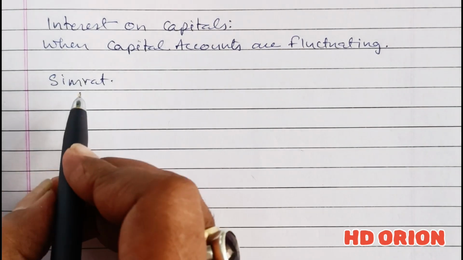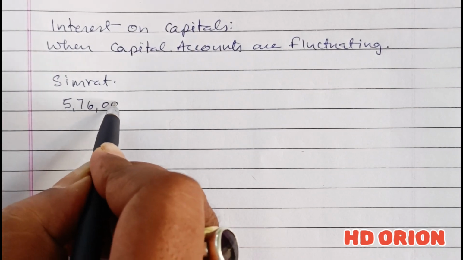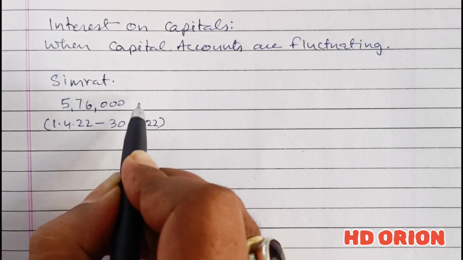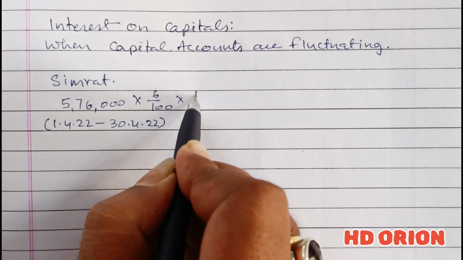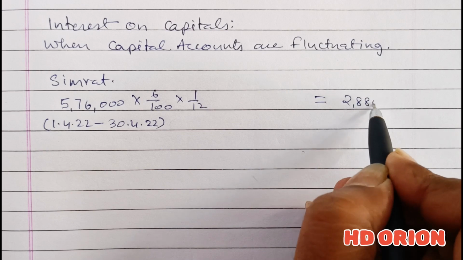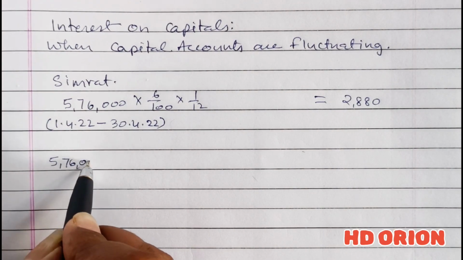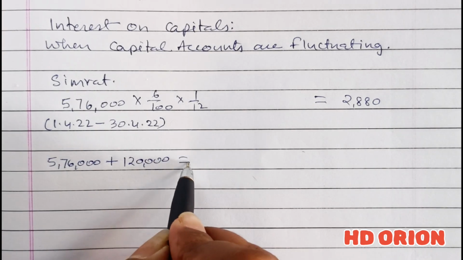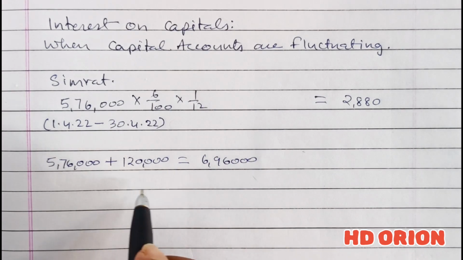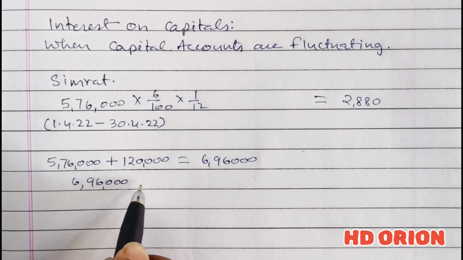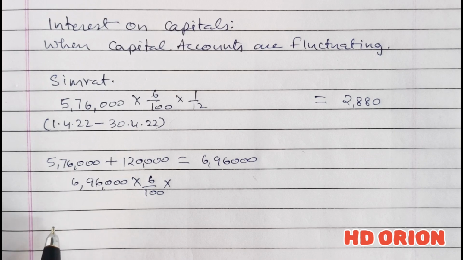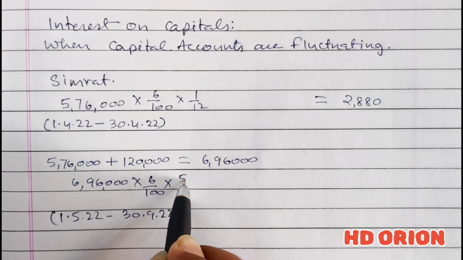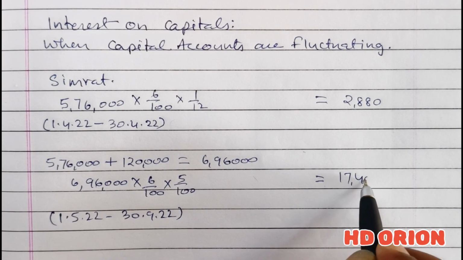So interest on capital for Simrat, it is 5,76,000 from 1/4/2022 to 30/4/2022. On this, at the rate of 6% for 1 month, and the amount is ₹2,880. Then this 5,76,000, we will add 1,20,000. Because additional capital was brought, and it will become 6,96,000. So on this 6,96,000, at the rate of 6% per annum, for how many period? From 1/5/2022 to 30th September 2022, that is for 5 months. And here the interest is ₹17,400.